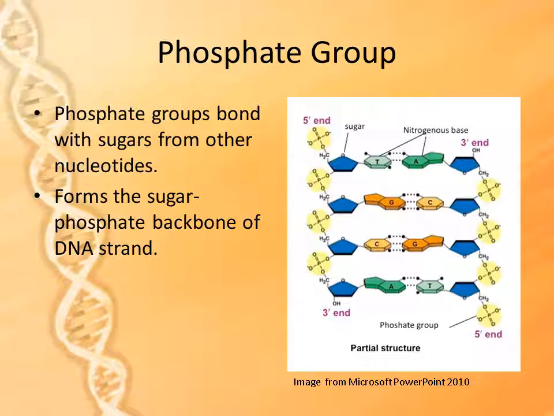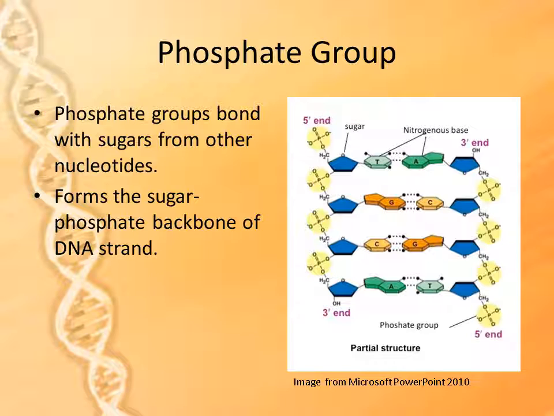So our phosphate group, a little bit more detail about that. Our phosphate groups bond with our sugars and they hold our nucleotides together and they form what they call a sugar phosphate backbone of our DNA strand. And it's important because that's what provides, like we said, structure for that DNA.